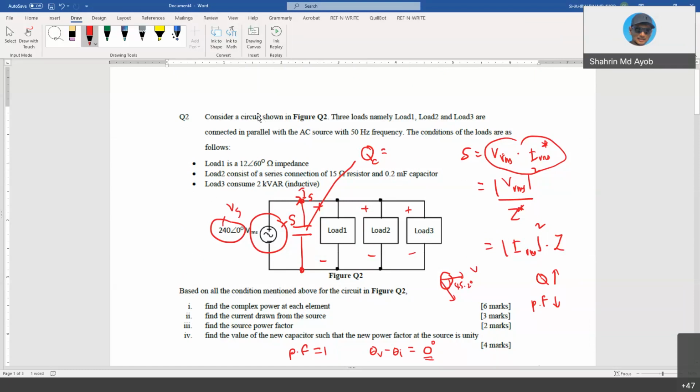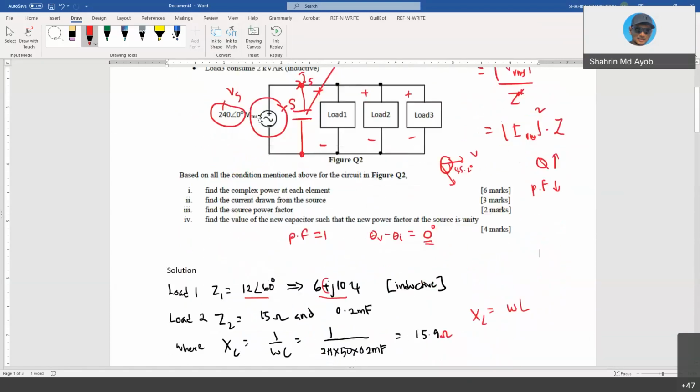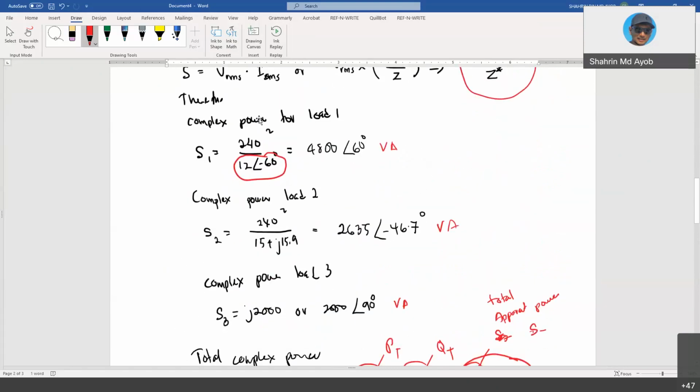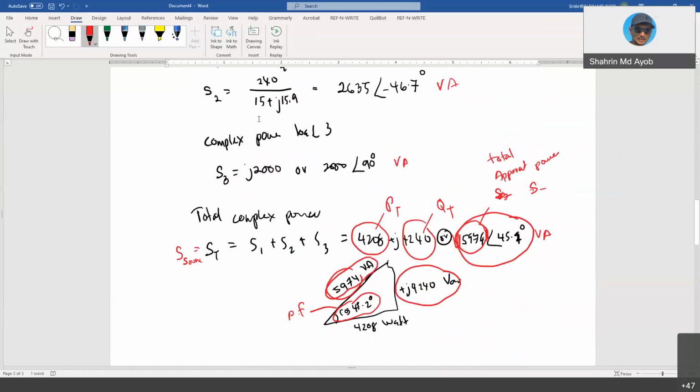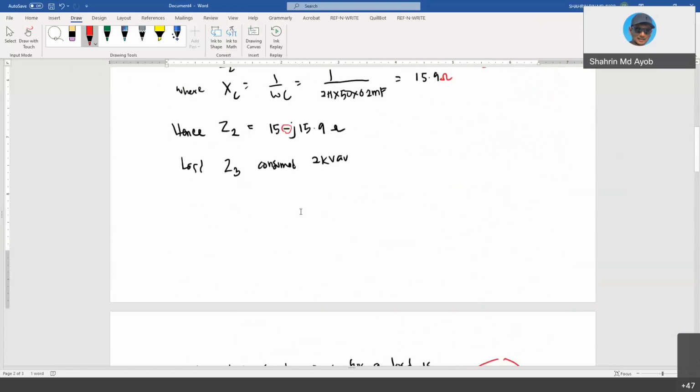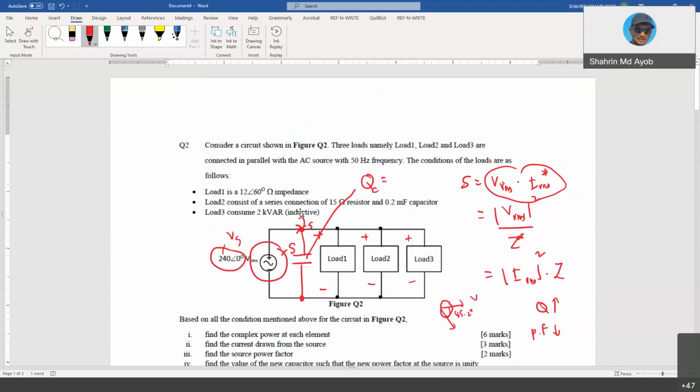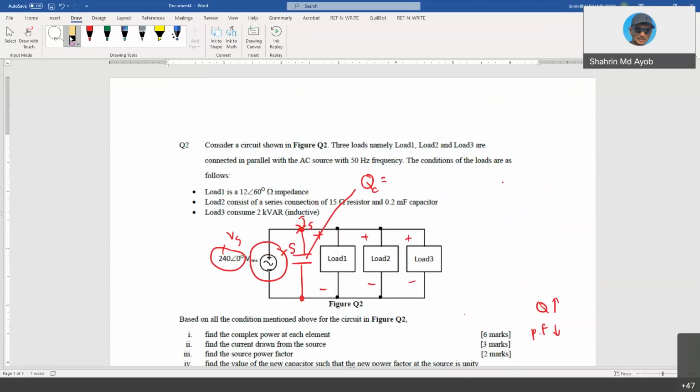Okay, are there any questions? I hope you understand this one. I will share this solution to you after this, but I need to clean up this mess first. Any questions?